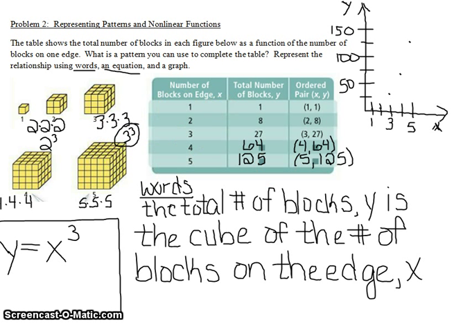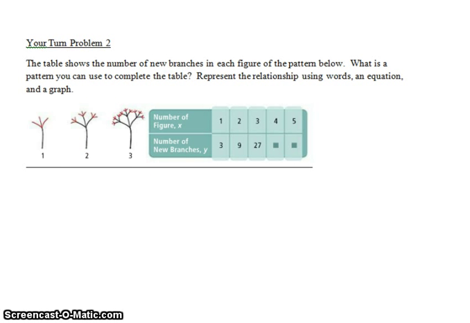So take those three pieces and go ahead and try your turn problem 2. This one only has 3 pictures. It does not have the picture for 4 and 5. So what you're going to have to do yourself is either draw those pictures or analyze what's going on and figure out what 4 and 5 will be as far as the y values. But make sure that you write this using words, an equation, and a graph.